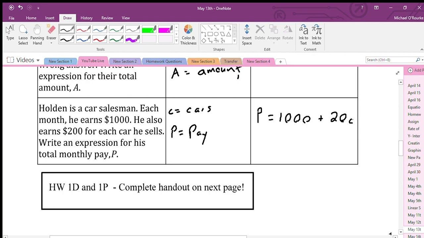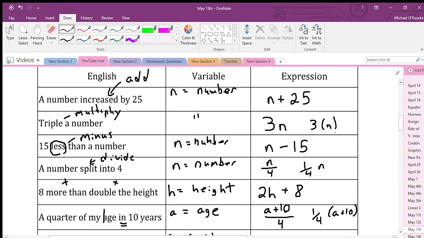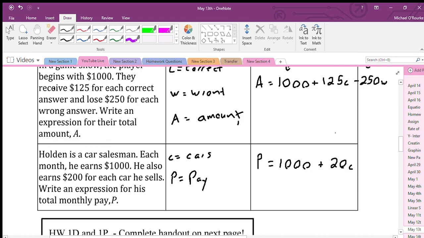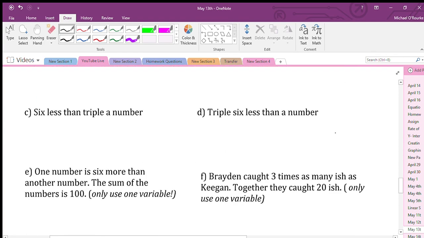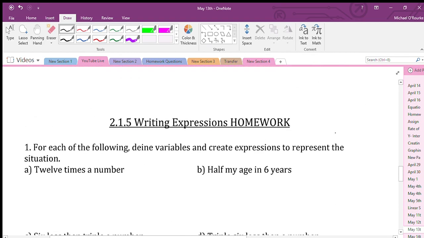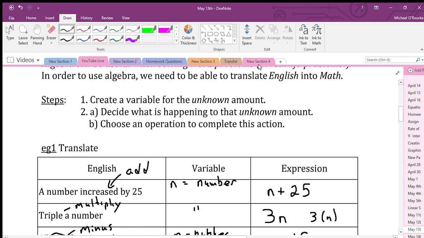Hopefully you get used to moving from English word problems to expressions. So you have A through J to do, and work along those lines. Okay, have a great day, and hopefully everyone's catching up, and everyone have a nice, easy week.